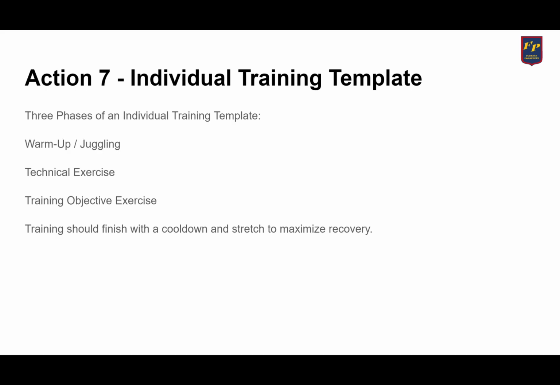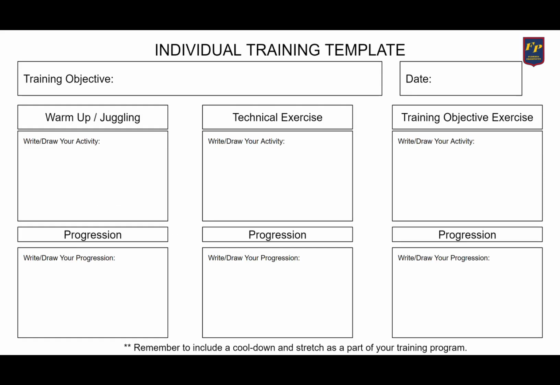Okay, so let's move into what it actually looks like. So here is your individual training template. You can see here on the top bars, you have the training objective. So you're going to write in what your training objective is. You have the date on the right side, so you write in the date that you're doing this. And you have 2 options. You can either write down or draw your activity in each box. And then there's a progression part underneath each one, so you can write in the progression or draw it.